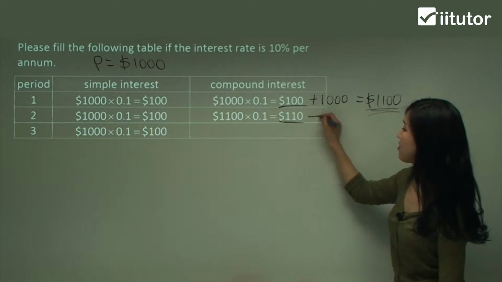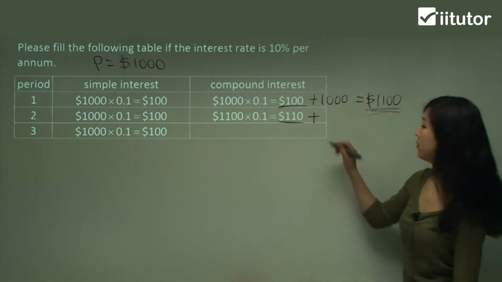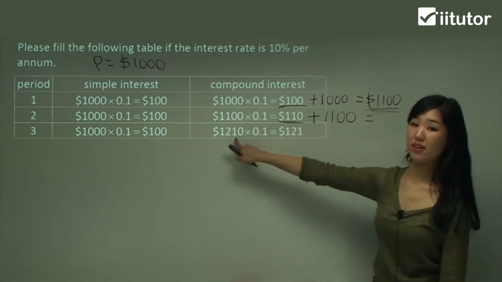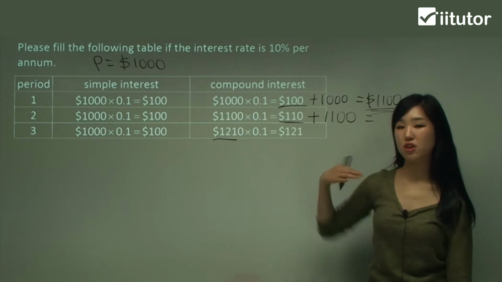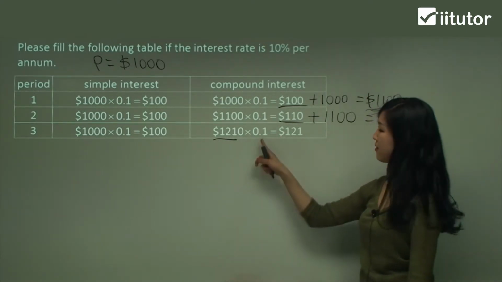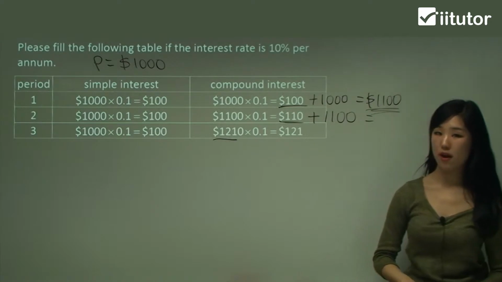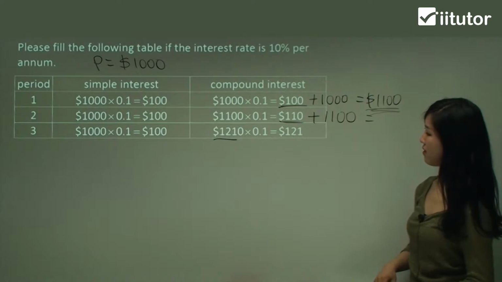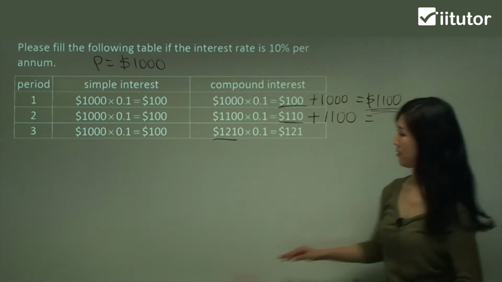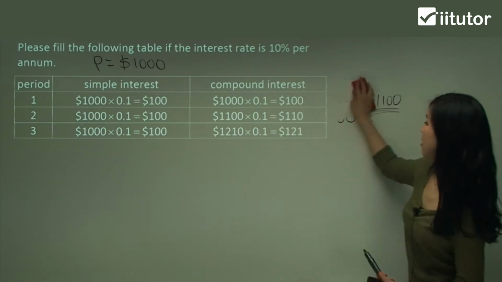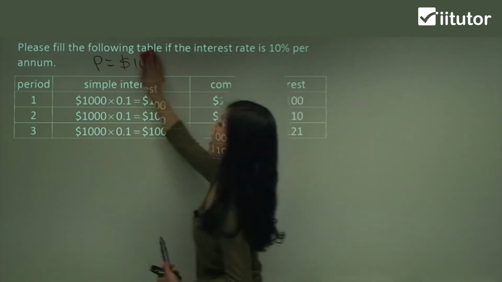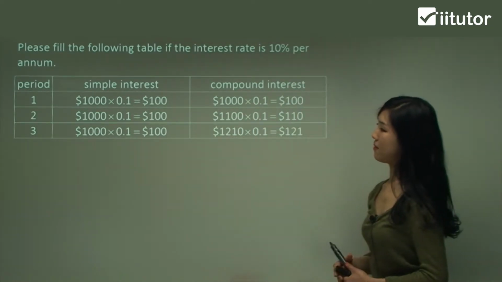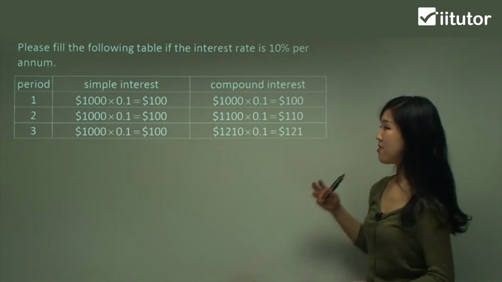Now we add that to the previous principal, which becomes this value here, and then we charge interest upon that value. So times the 10%, you should get 121. So have a look at that. Can you see the difference? So that's the difference of simple interest and compound interest. Hopefully that gives you a good idea. So now we can move on to the questions that are requiring the compound interest formula.